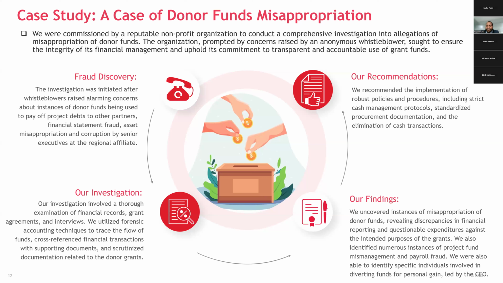So part of our recommendations was the implementation of very robust policies and procedures. We told them to have very strict cash management protocols. A lot of this money was being stolen through cash withdrawals, which are obviously very difficult to trace. And then once they submit falsified or fictitious or even missing expenditure, some of the documentation would just be simply missing, then it's impossible to tell what this money was used on. We also recommended the standardization of their procurement documentation.